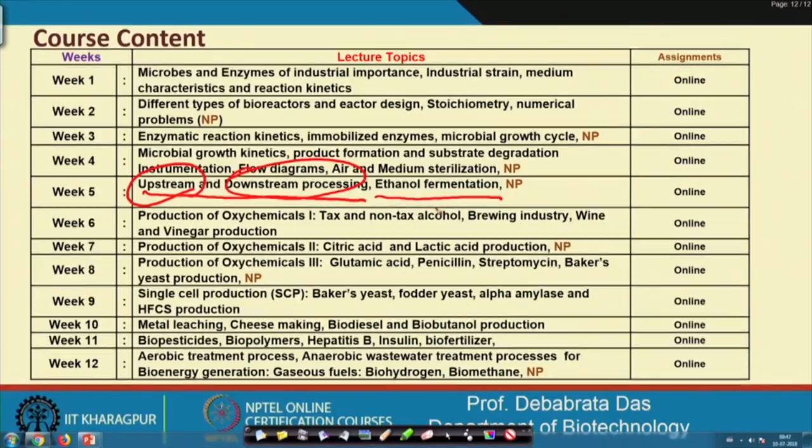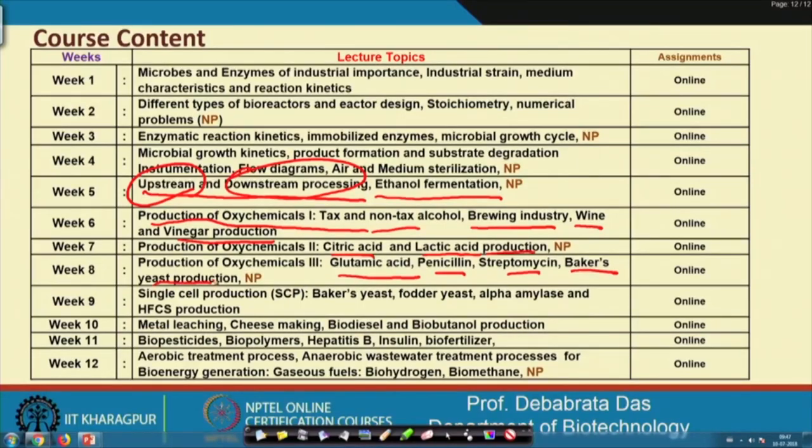First, I shall discuss the ethanol fermentation process. Then I will also discuss production of different oxychemicals. One is taxed and non-taxed alcohol, brewing industry, wine and vinegar production, that I shall discuss. Then other industries like citric acid and lactic acid production I shall also discuss. Then glutamic acid, penicillin, streptomycin and Baker's yeast fermentation processes we will also discuss.